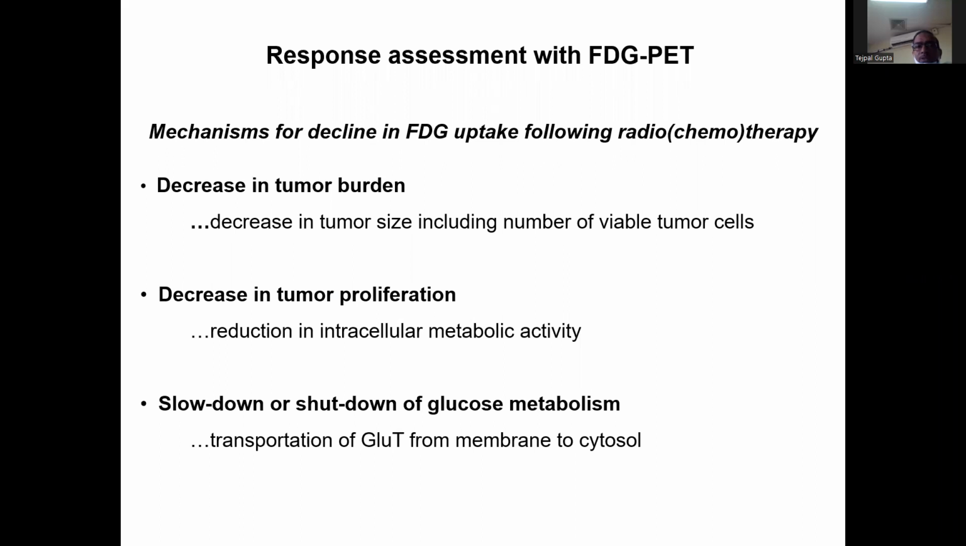So what happens with FDG PET? How does the uptake decline in the lesion, either in the primary site or in the neck nodes following radiochemotherapy? One, of course, there is a decrease in the tumor burden, so a lesser number of viable tumor cells. With radiation, the proliferative potential of the tumor is also significantly reduced. So there is reduction in intracellular metabolic activity, and it leads to shutdown of glucose metabolism. And we all know that FDG avidity depends on the transportation of the GLUT receptors from the membrane to the cytosol.